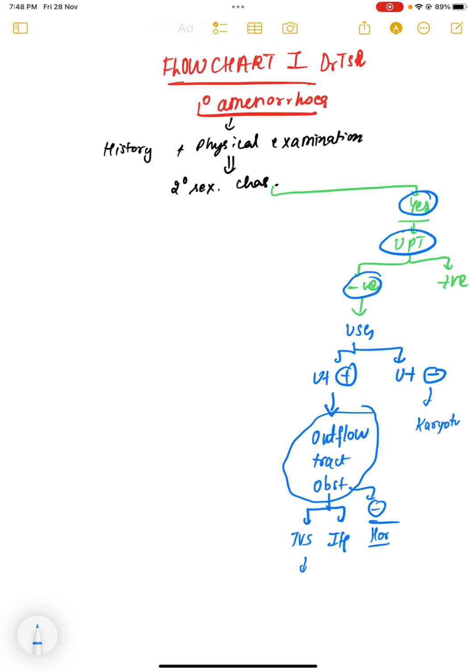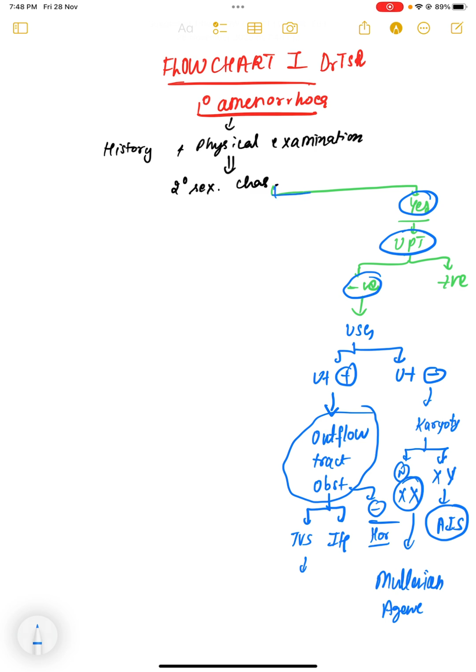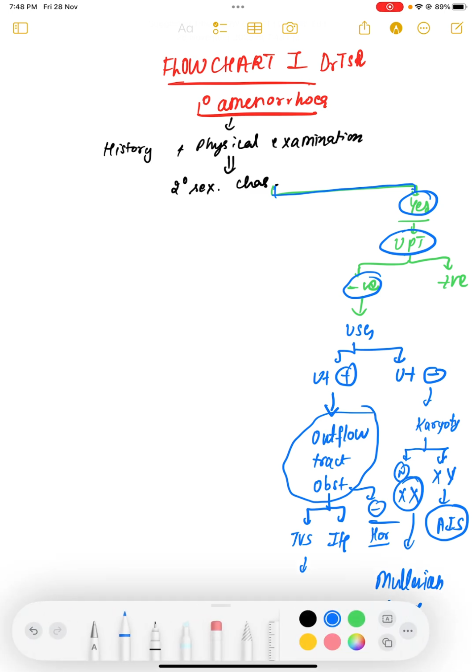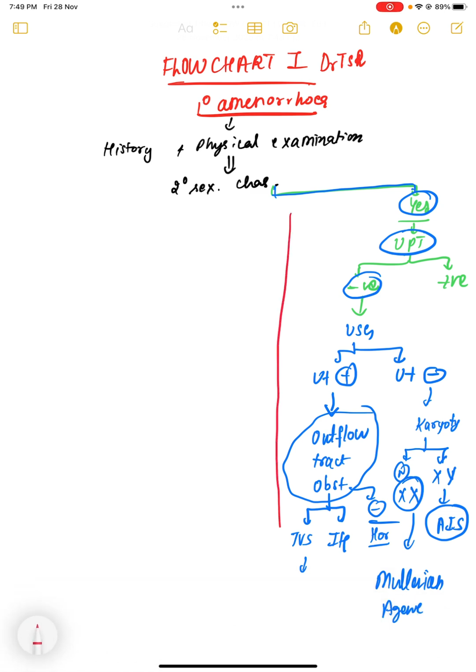Okay, if the karyotype is normal, that is XX, then the diagnosis is Mullerian agenesis. So you should think of Mullerian agenesis or MRKH syndrome. If the karyotype is XY, then you should think of androgen insensitivity syndrome or testicular feminization syndrome. This is one part of evaluation, that is if the secondary sexual characteristic is present and UPT is negative.